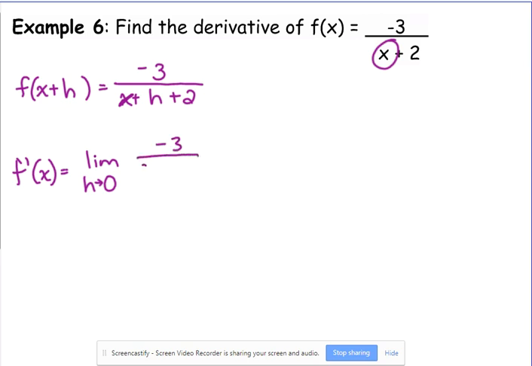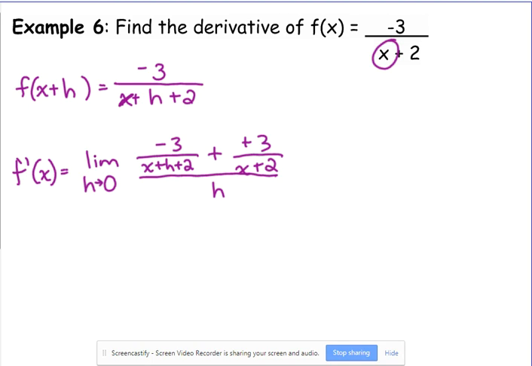So we've got -3 over x plus h plus 2, the f of x plus h, minus f of x, just plugging in the original function, all over h. Okay, notice, again, if we plugged in 0 for h right here, we would get 0 on the top, and we would get 0 on the bottom. So that means we've got to take care of that problem. First thing that I want to do is, since this is minus a -3 over x plus 2, subtracting a negative is the same as adding a positive. Go ahead and just get that out of the way.